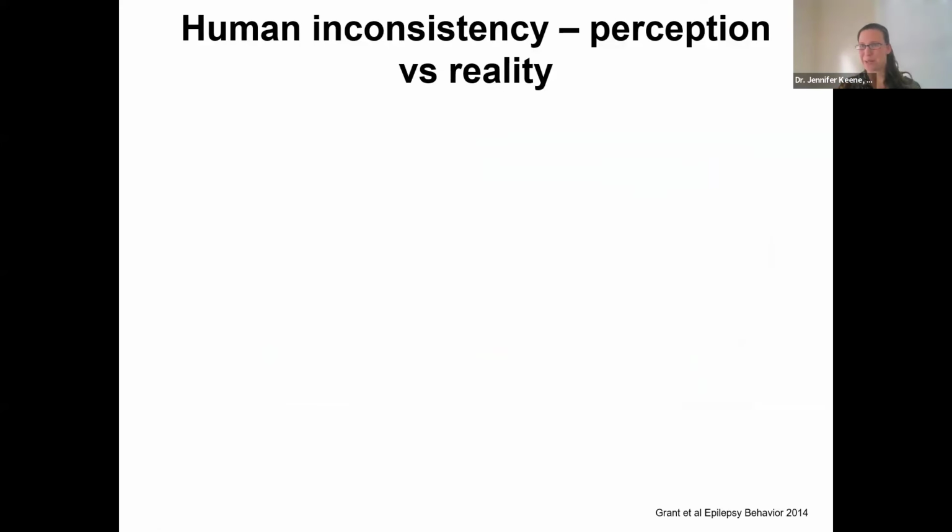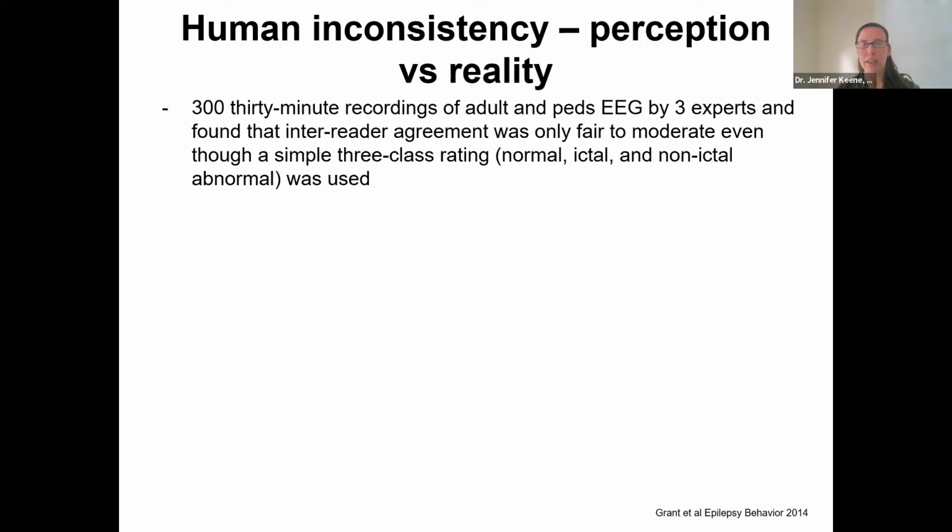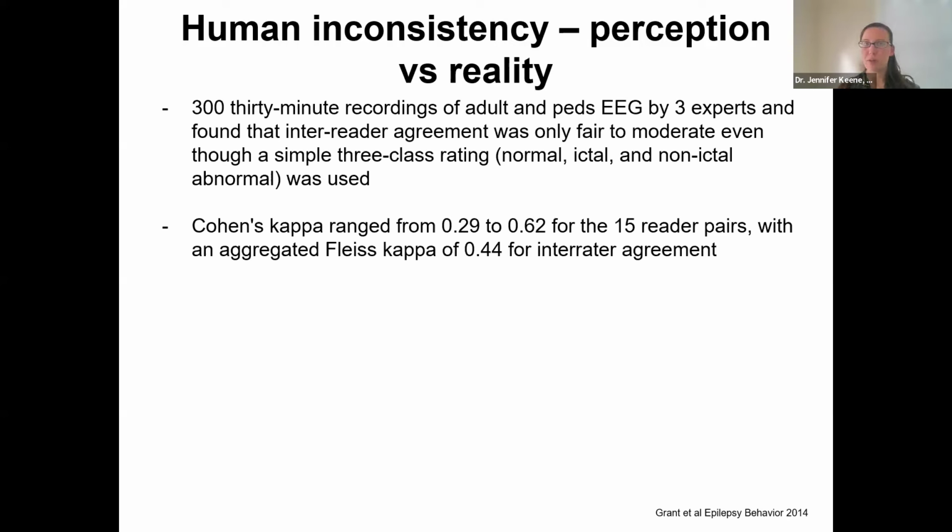Now, despite all of that data we just talked about on how hard it is to diagnose neonatal seizures, humans perhaps don't recognize that in the moment. This was a study of 300 30-minute EEG recordings, where experts were reading and just trying to classify these 30-minute segments as normal, ictal, non-ictal, and abnormal. And their agreement was fair to moderate, with a Cohen's kappa of 0.29 to 0.62 for these inter-reader pairs.